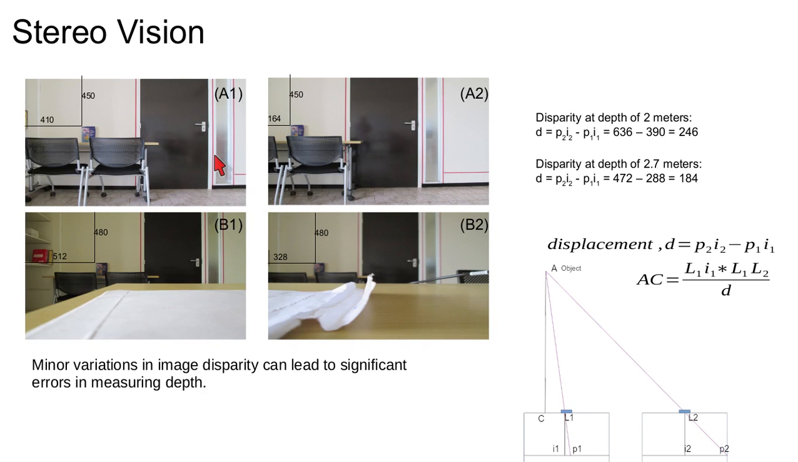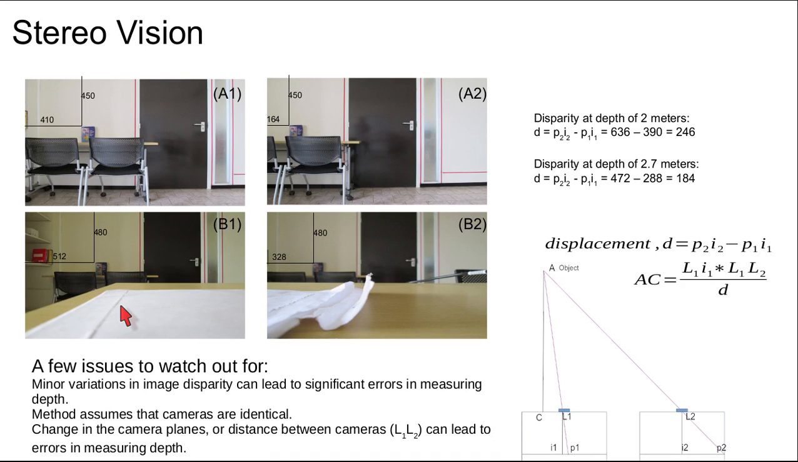Using the concept of stereo vision, given a set of images, for example this set A, image A1 and A2, where you know the distance of a specific object in the image from the camera and you also know the disparity of that object, you can use this equation to determine L1 I1 into L1 L2. This value of the numerator can then be used to determine the depth of other objects in other image sets. So for instance, in this image set B, we were able to determine what is the distance of this particular object from the camera.